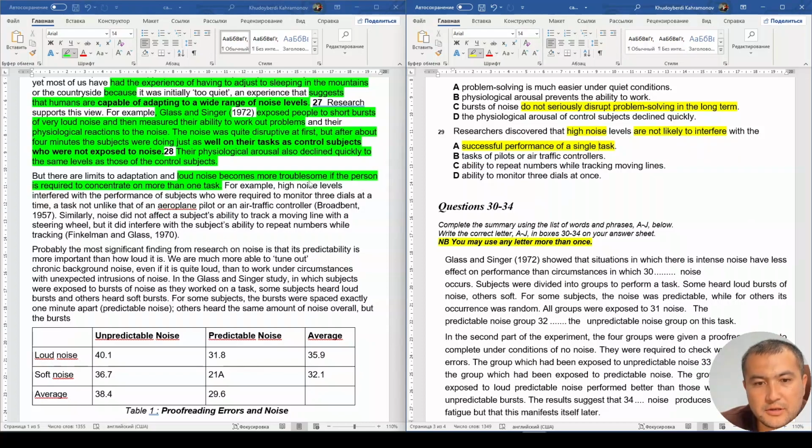becomes more troublesome, which can be a synonym to the phrase likely to interfere. And single task, which means one task, or a lot of tasks could be more than one task, right? And that's why let's write it down here, 29.